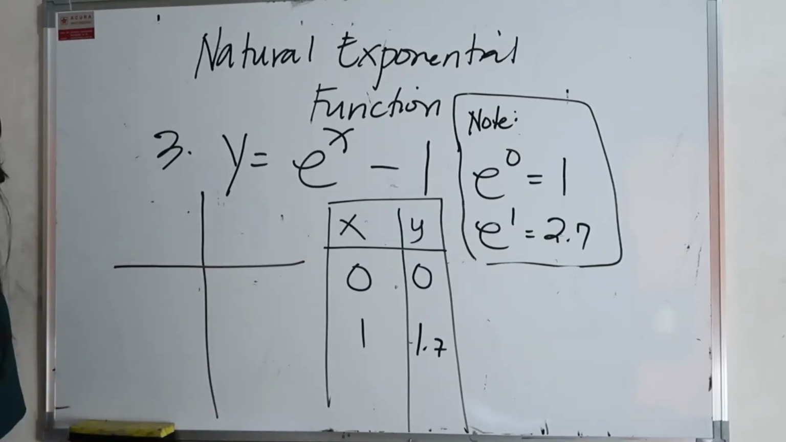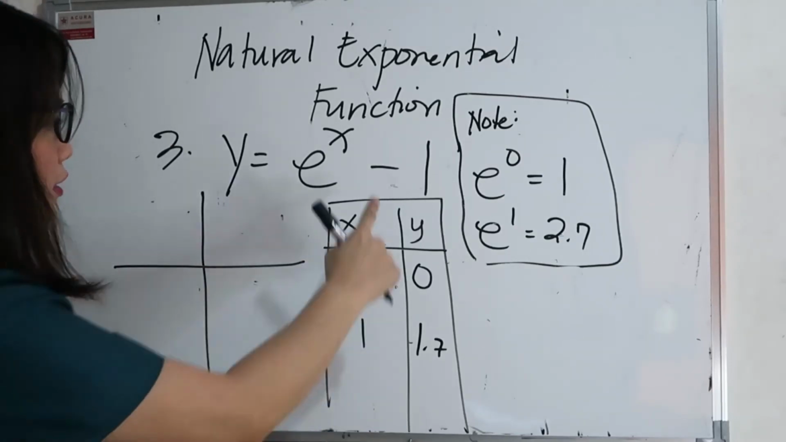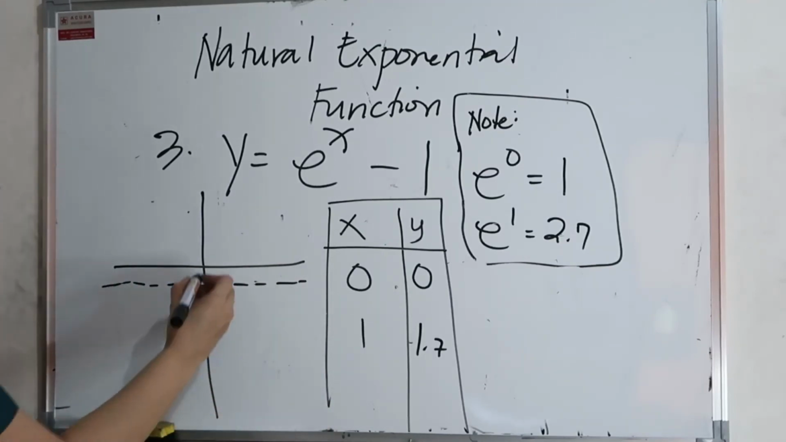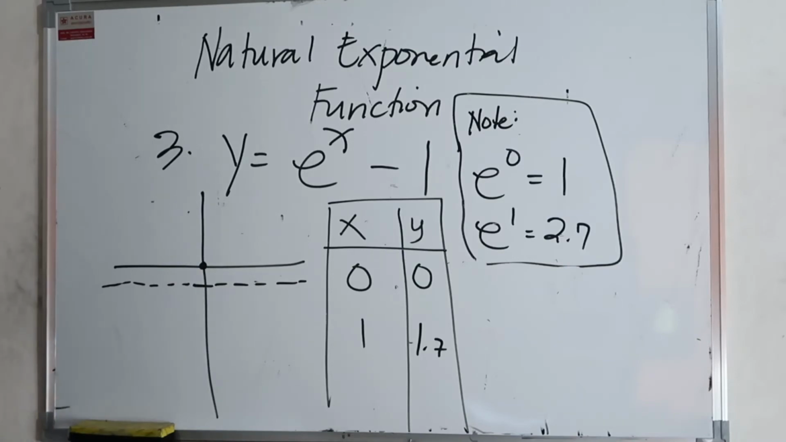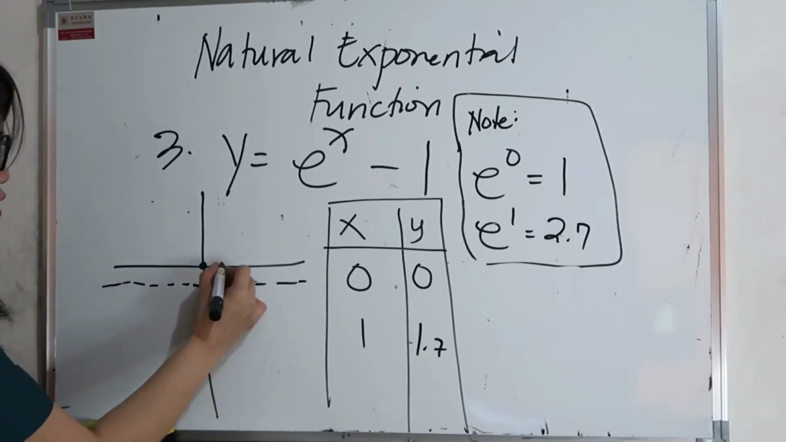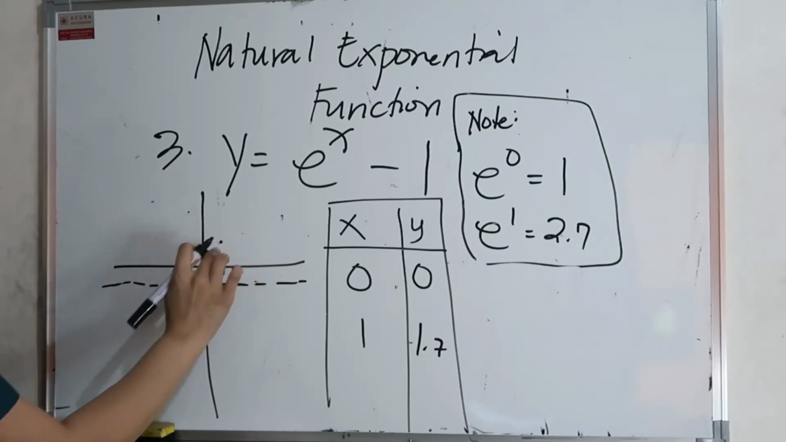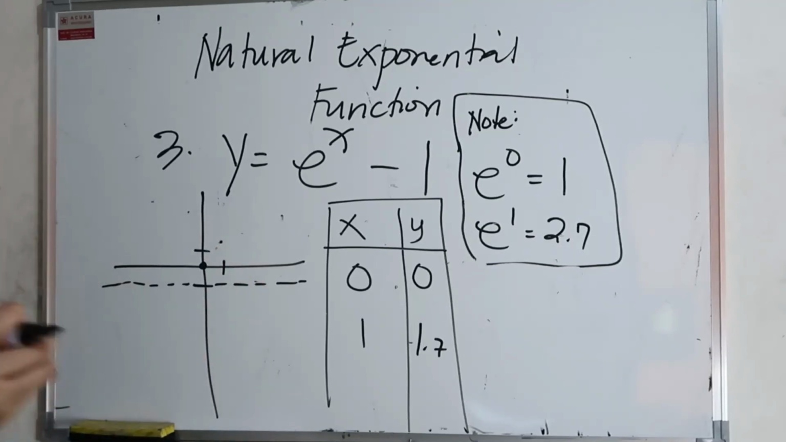So you plot your horizontal asymptote, which is negative 1. Okay. Next, 0, 0 here. Next is 1 and 1.7. So 1 and then 1.7. Okay, so more or less here, between 1 and 2. Now, how do we graph it?